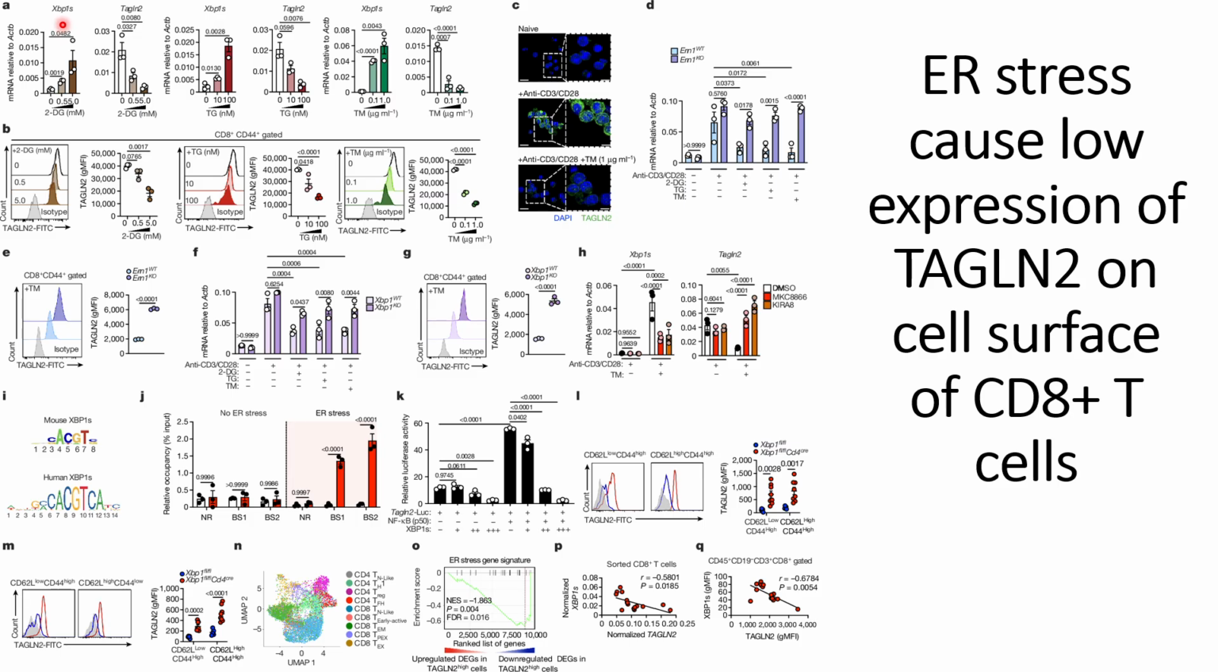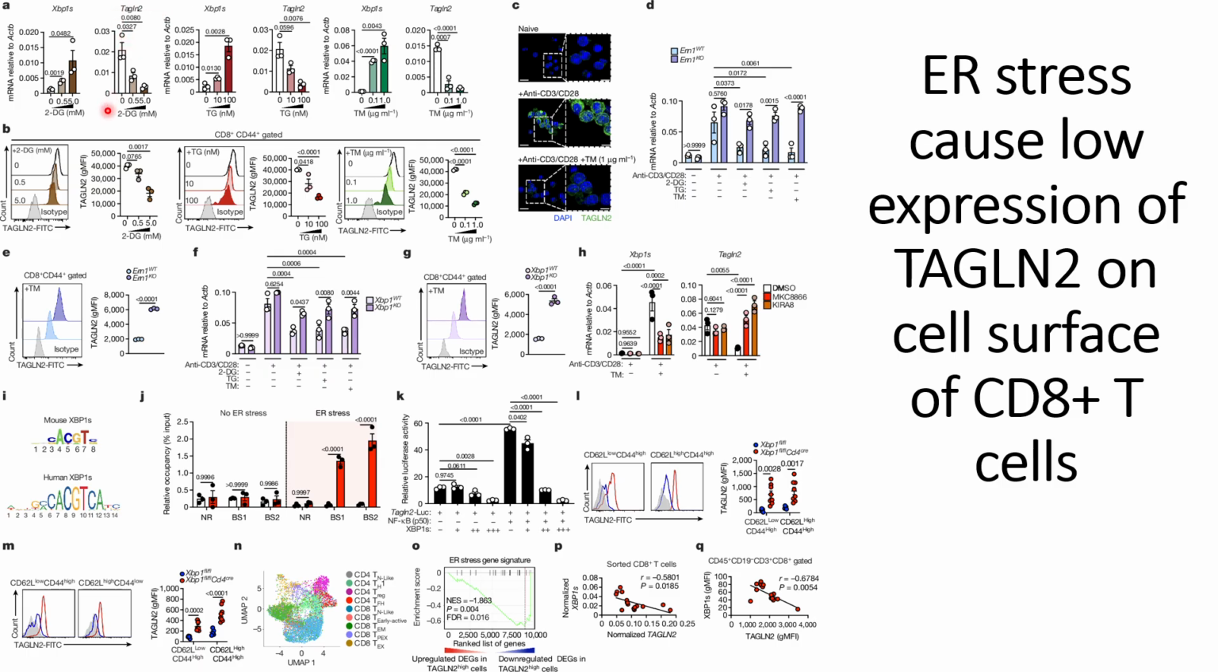Whenever the cell experiences ER stress, three reactions predominantly occur. The first is the triggering of XBP1, the second is IRE1 alpha, and the third is ATF4. They checked XBP1 and saw that with an increase in the concentration of the ER stress, there is an increase in XBP1 expression, and simultaneously a decrease in TAGLN2 expression.